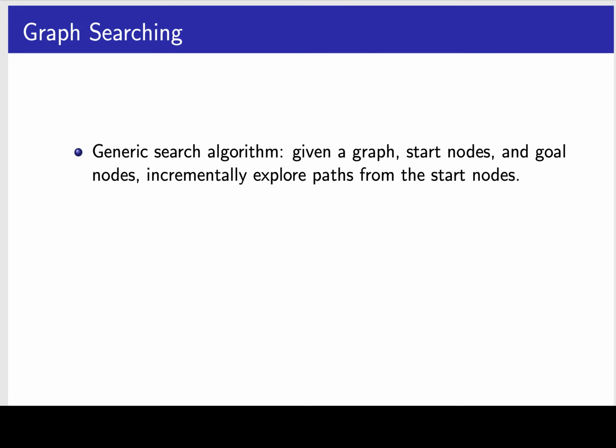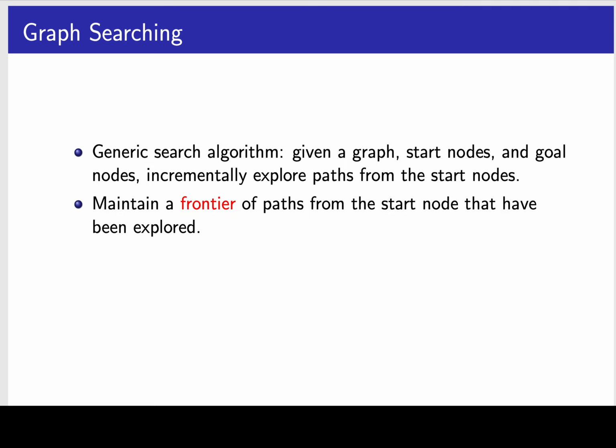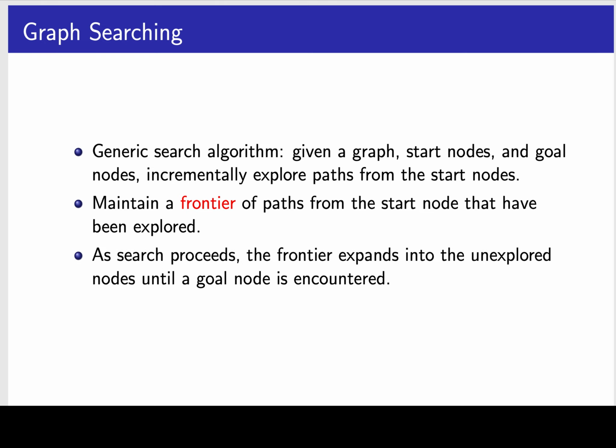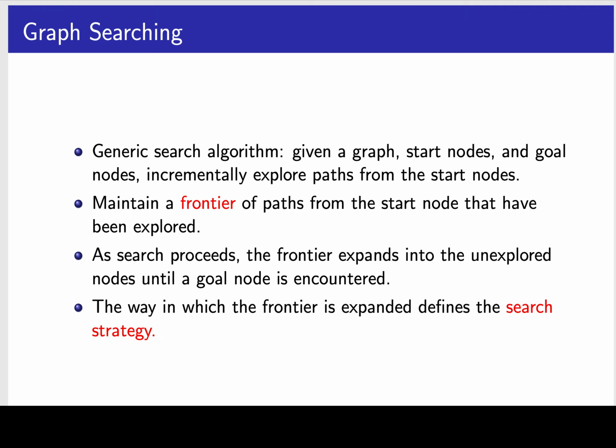search algorithm. So we're given a graph, we're given a set of start nodes and a goal node, and we can incrementally explore paths from the start node until we find a goal node. And it's as simple as that. So you're going to maintain what's called a frontier of paths from the start node that have been explored. As the search proceeds, the frontier expands into unexplored nodes until a goal is encountered. And the way we're going to expand the frontier defines a search strategy. We're going to look at a number of different search strategies.